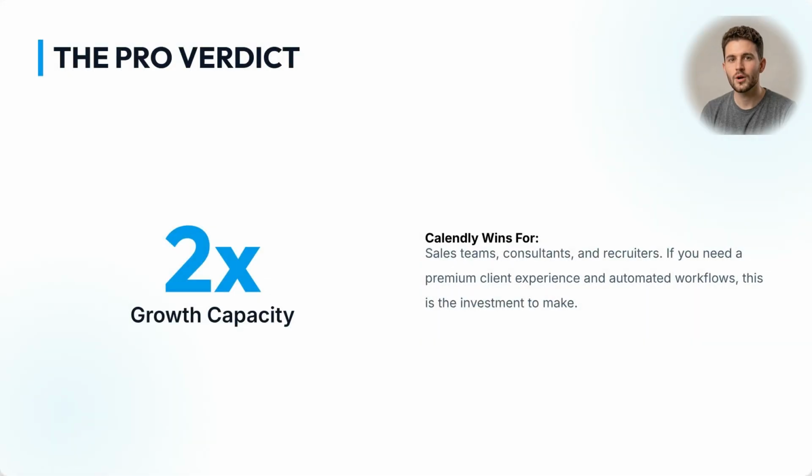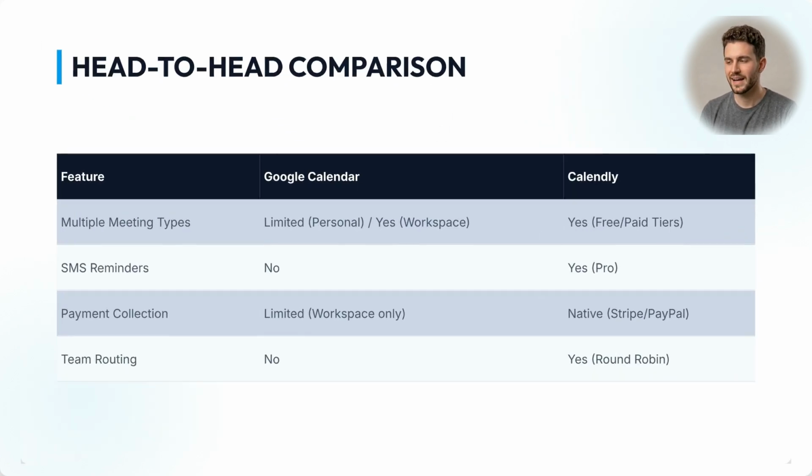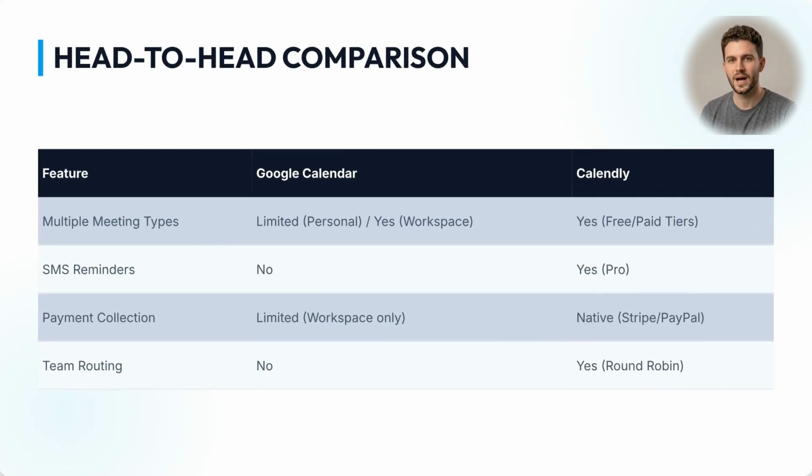But if scheduling is a core part of your business, whether for sales, client onboarding, or interviews, and you need automated workflows and a premium client experience, Calendly is still the undisputed winner.